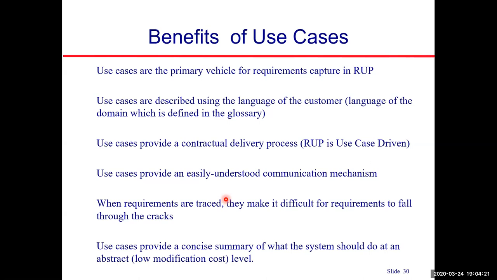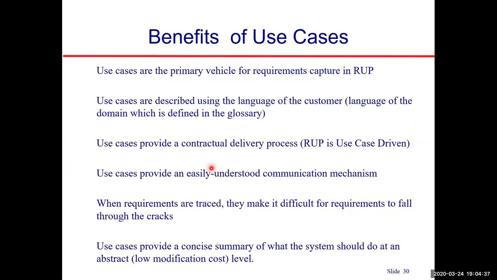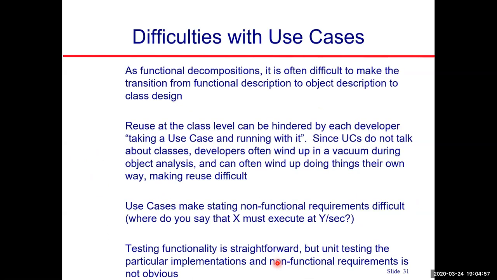لأنه أنت لما بتعمل diagram بهذا الشكل easy to communicate with others. يعني تعرف شو ال functionalities inside the system. تعرف مين هم ال actors. And when requirements are traced, they make it difficult for requirement to fall through the cracks. Use cases provide a concise summary of what the system should do at an abstract level. These are the benefits of use case.